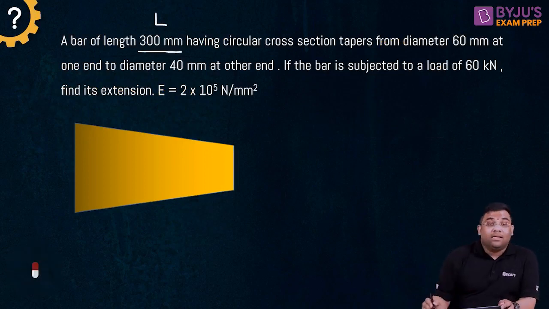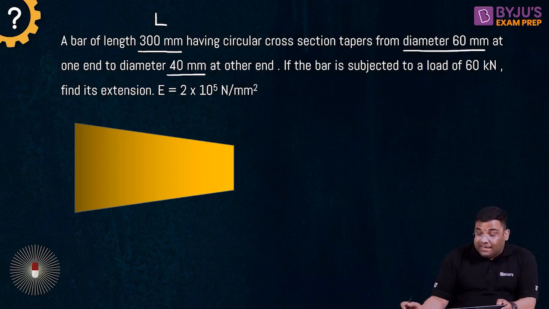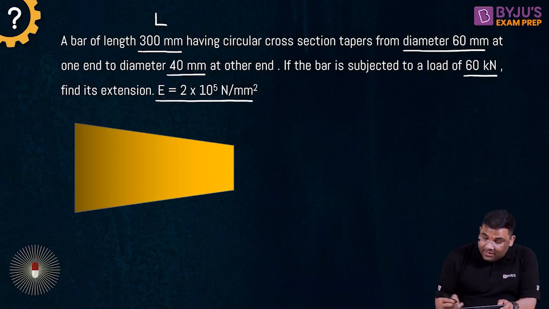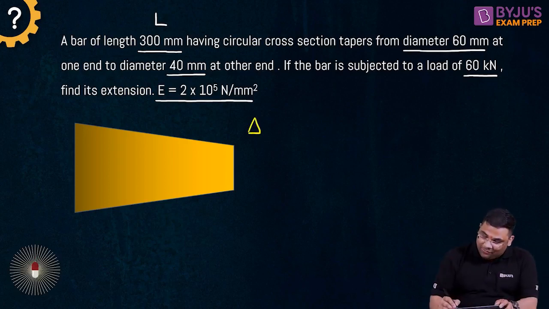This is the length. Circular cross section area tapers from diameter 60 mm to 40 mm at the other end. If the bar is subjected to a load of 60 kilonewton, and E is given, we have to find the extension. So directly I can use the formula, right? Yes, directly can use the formula.